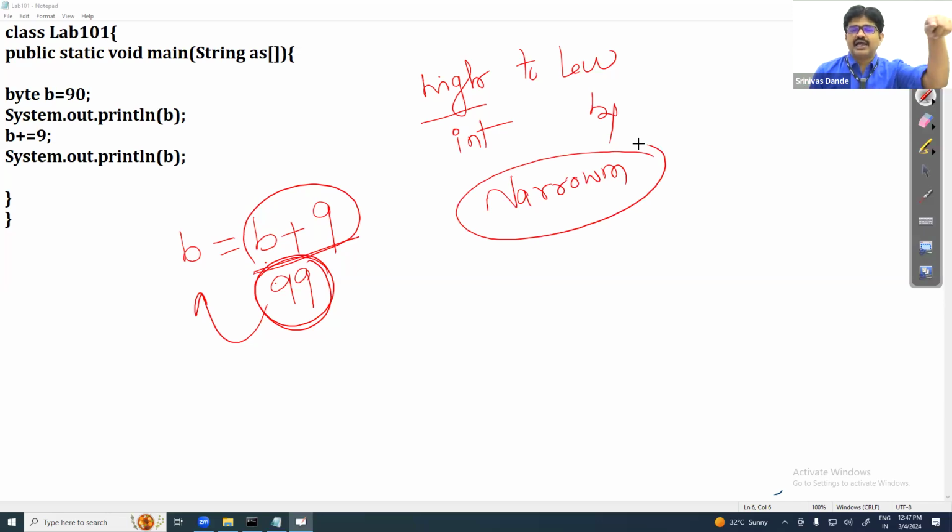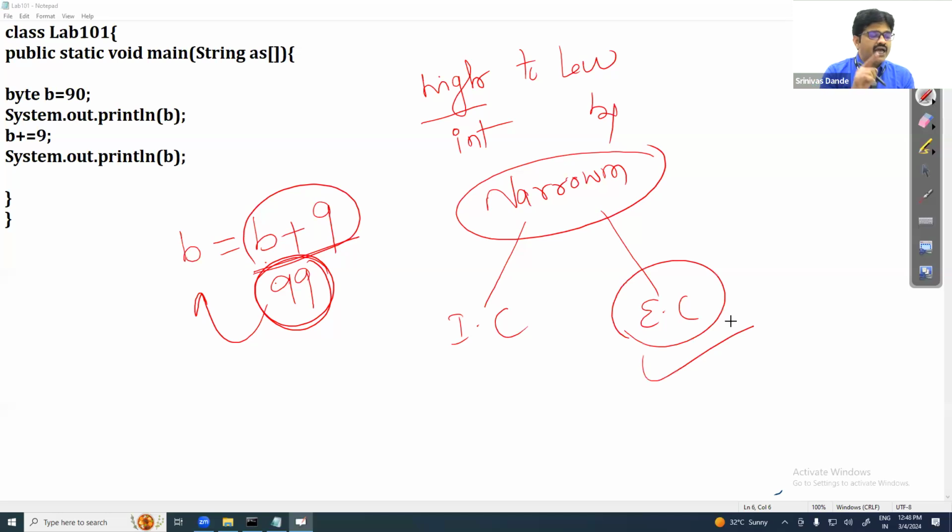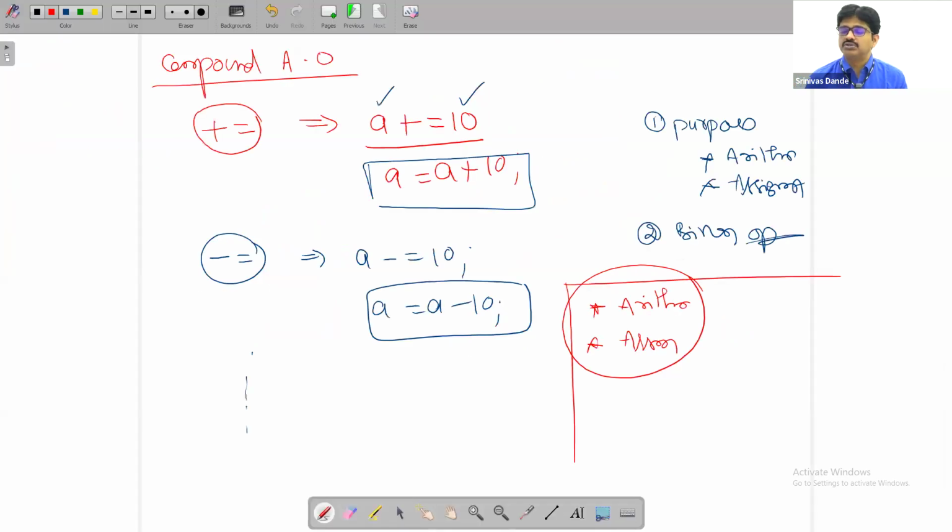We got the error in lab number 100, same thing. But here, in the narrowing case, I think implicit casting happened, right? Narrowing, two things: implicit casting, explicit casting. Generally, the narrowing case needs explicit casting. But here implicit casting happened. I told you some special cases where implicit casting happens in narrowing, and this is the case. So we'll go back to our notes.